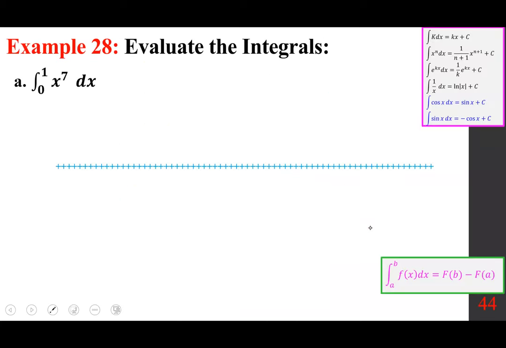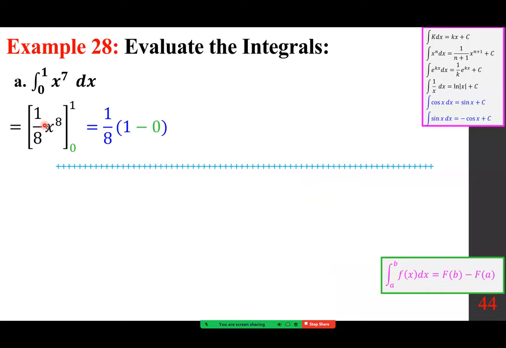To integrate this from 0 to 1, it's a definite integral. The answer is a number. So this gives you 1 over 8 x to the power of 8. We don't need a constant. We plug in 1, we plug in 0, and we get 1 over 8 times 1 to the power of 8 is 1, 0 to the power of 8 is 0, so it's 1 over 8.